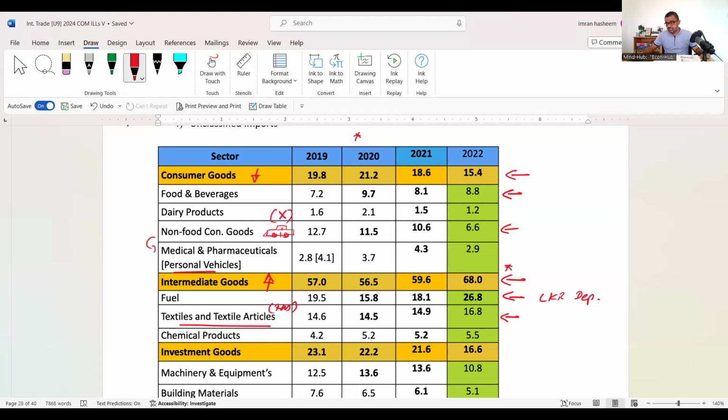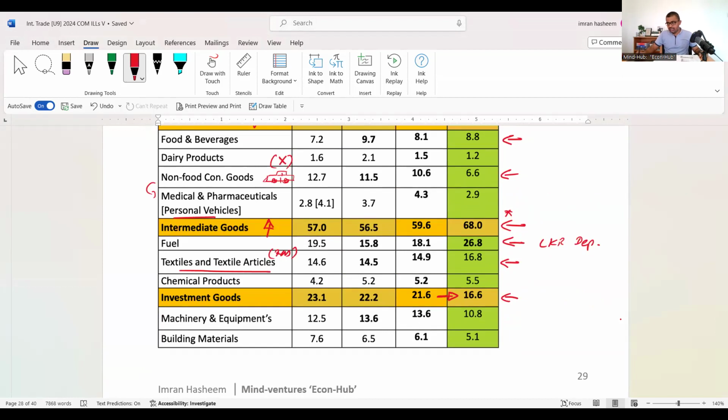Then investment goods, right? You can clearly see a reduction. This is the impact of the economic crisis, because our economic activities, investment activities slowed down. New businesses, new factories, new investment didn't happen. So it went from 21.6 to a major reduction of 16.6% by 2022. And out of that, the main item is what? Machinery and equipments.